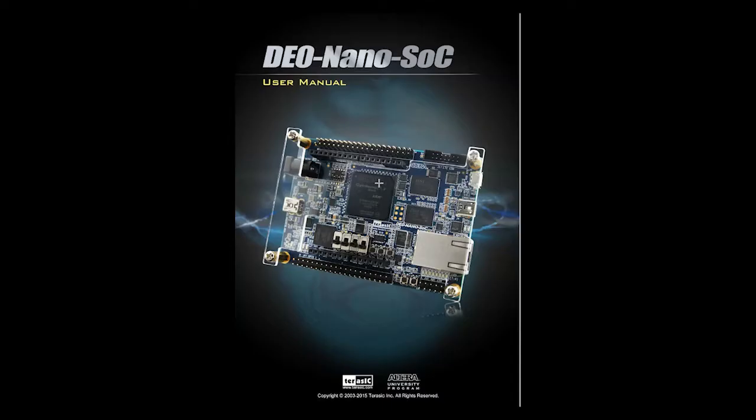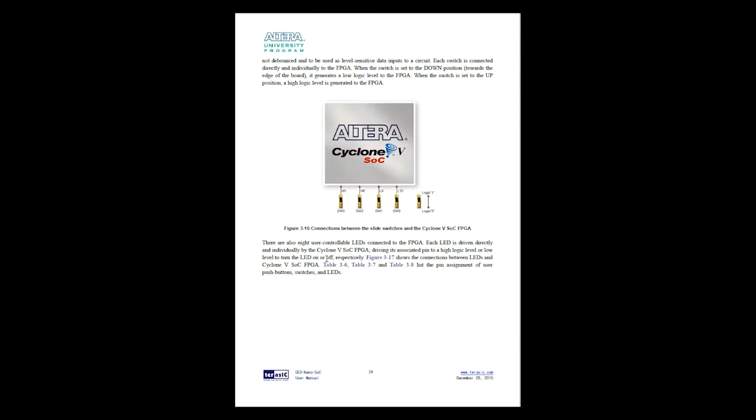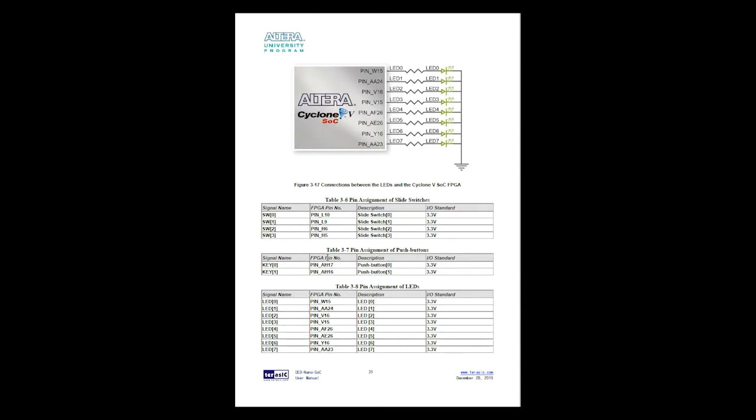These locations were shown using the DE0 Nano user manual. For example, notice here that pin L10 on the FPGA is connected to switch 0 and pin W15 is connected to LED 0.